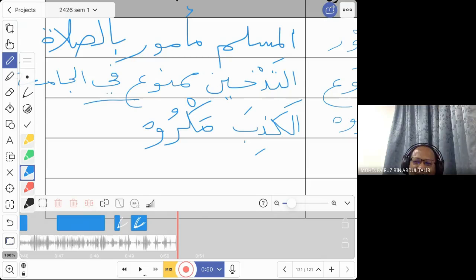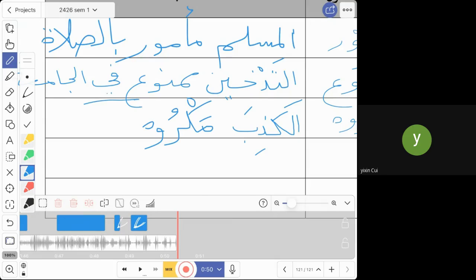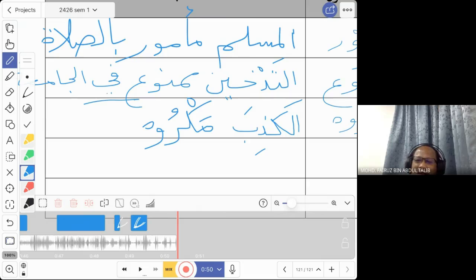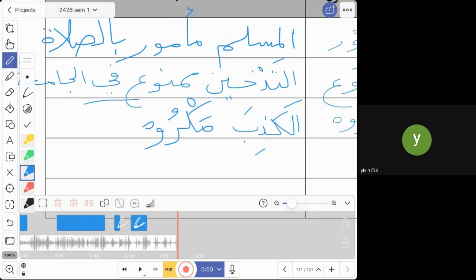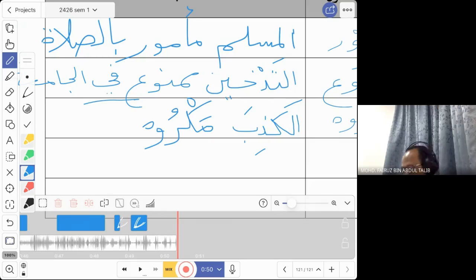Lying is what? Lying is haram, right? So it is not makruh. So we need to use this word in the correct context. So in the context of the religion, makruh here is not correct. Divorce is hated. Yes, you can replace the word kazib with another word, divorce.